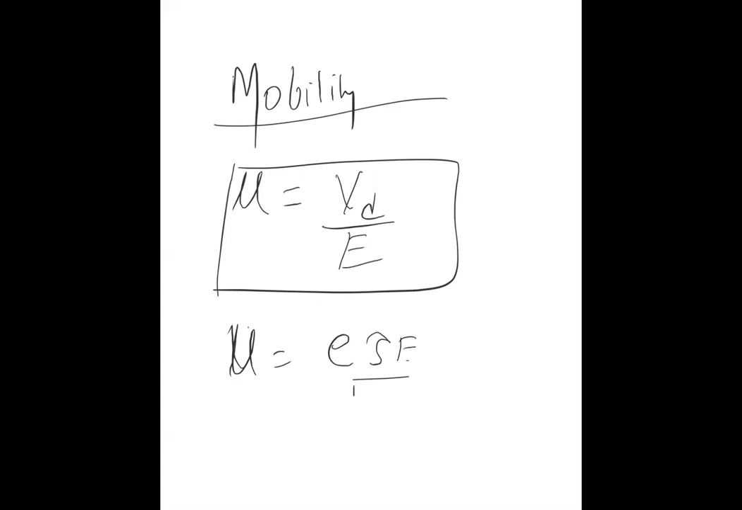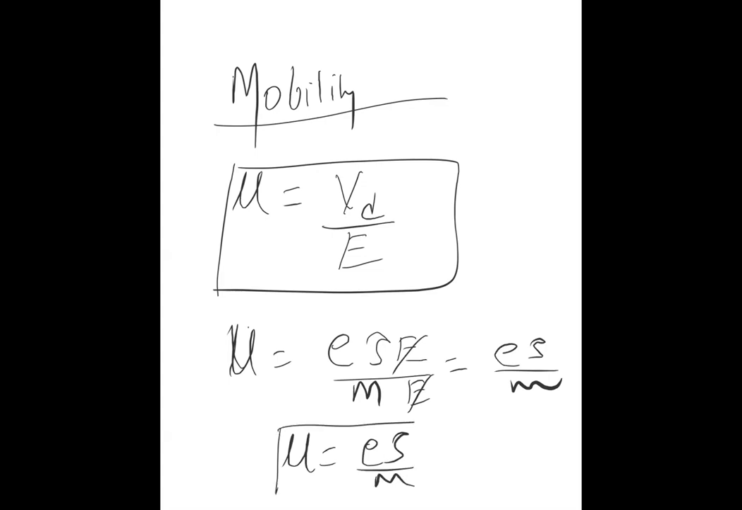in the last topic. If you put that formula of the drift velocity, you'll get another formula. Drift velocity is e capital E by m into tau. If you put it here, this capital E will get cancelled. Answer will come e tau by m. Tau is the relaxation time, m is the mass of the electron, e is the charge of the electron. So this is another formula of mobility: e into tau by m.